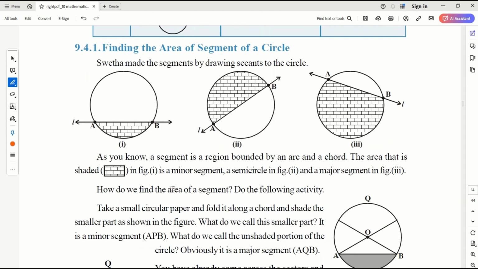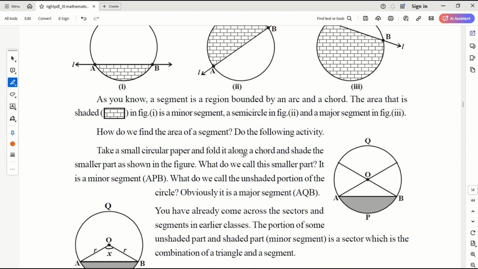Now, if a line cuts the circle and a segment is formed, you have two segments, minor segment and major segment. In a semicircle, both segments are equal. So, how to find areas of these?